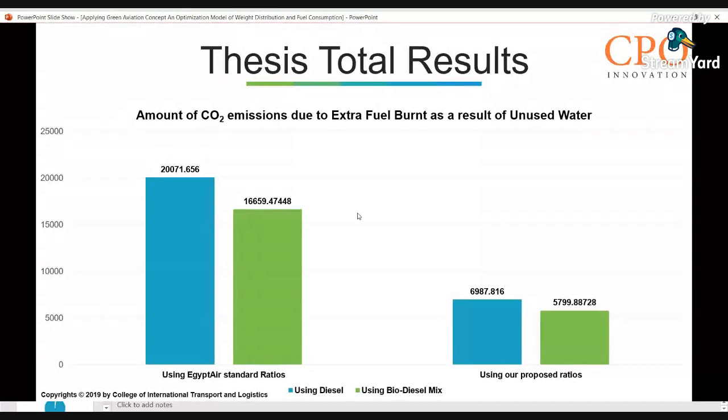Using just 2 small optimization approaches. Imagine if we are optimizing all the operations of the airport and applying these on all planes, all plane models, and all trips. The results will be very, very effective.